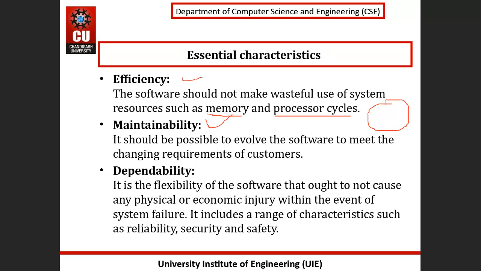So dependability is the next one. It is the ability of software that ought not to cause any physical or economic injury in the event of failure, system failure. So it includes a range of characteristics such as reliability, security, and safety.